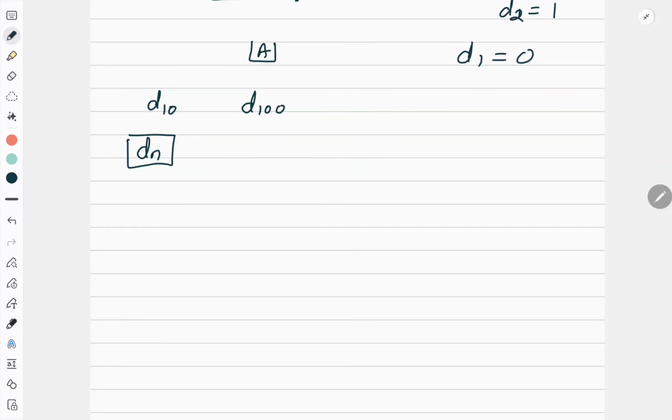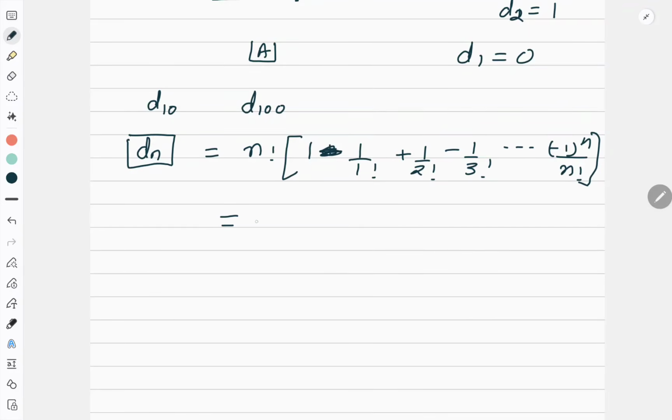What is the formula for Dn? Dn is n factorial into 1 minus 1 upon 1 factorial plus 1 upon 2 factorial minus 1 upon 3 factorial and so on, up to minus 1 to the power n upon n factorial. Or I can rewrite this as n factorial into summation k is equal to 0 to n of minus 1 to the power k upon k factorial. So if you use this directly in the calculator, if you put the value, you will get the answer. Correct? So this is the one thing.